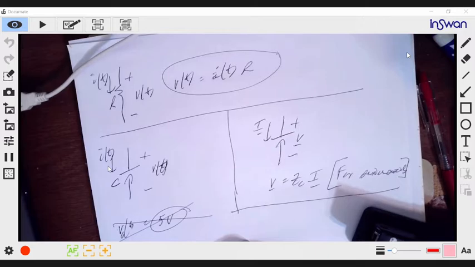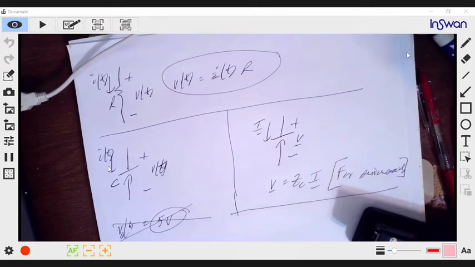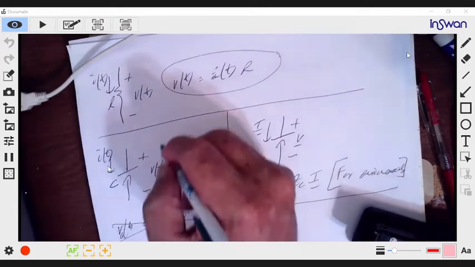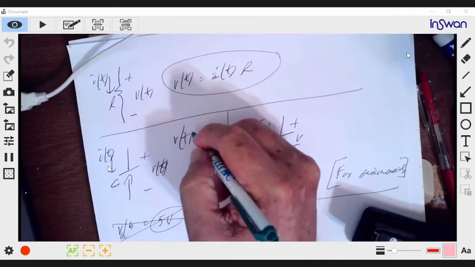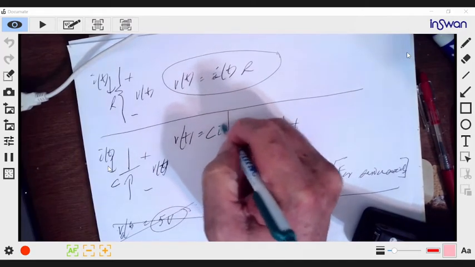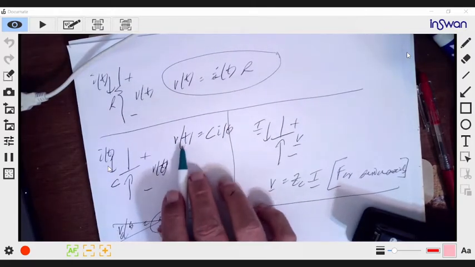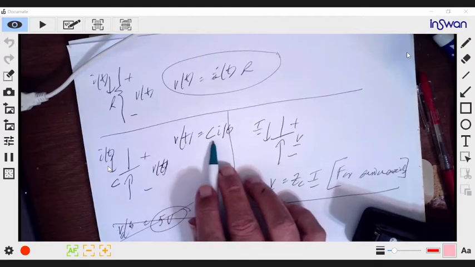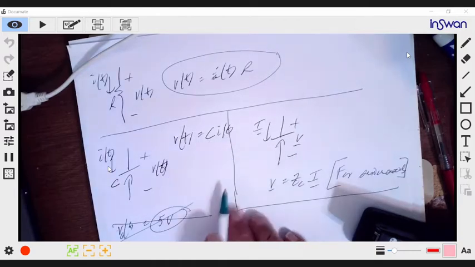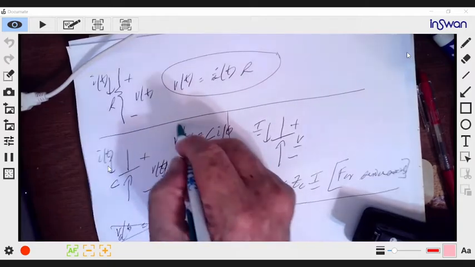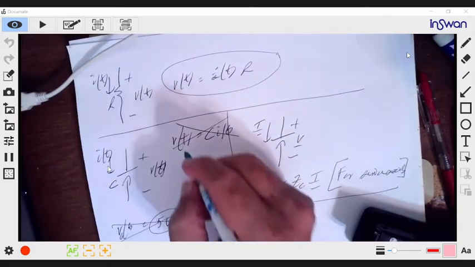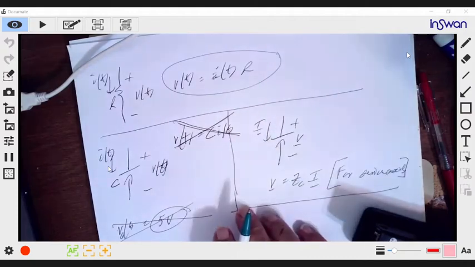The current divided by the charge is equal to the change in voltage divided by the change in time. Or the current is equal to the change in voltage. Here's what I expect you to say: V of T equals C times I of T. I expect you to say V of T, the voltage across the capacitor, equals capacitance times the current through it. That's what I expect you to say, but that's wrong. The voltage is not proportional to the current in a capacitor.